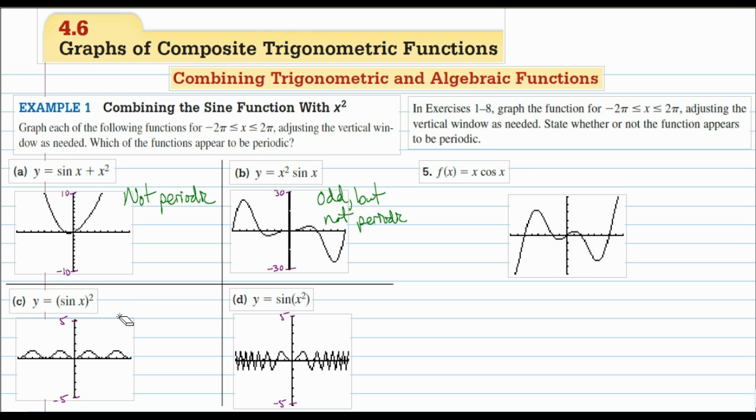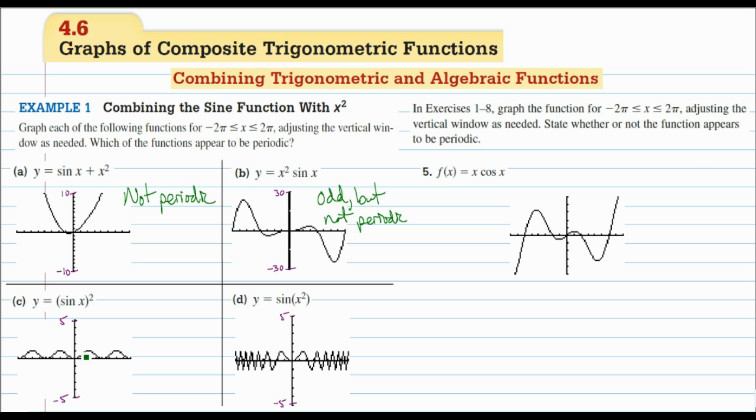Part C. This is clearly periodic, and actually the period on this function is pi. It is not a full 2 pi anymore. This is periodic with period pi. Now you can see the sine function normally would have done something like that.